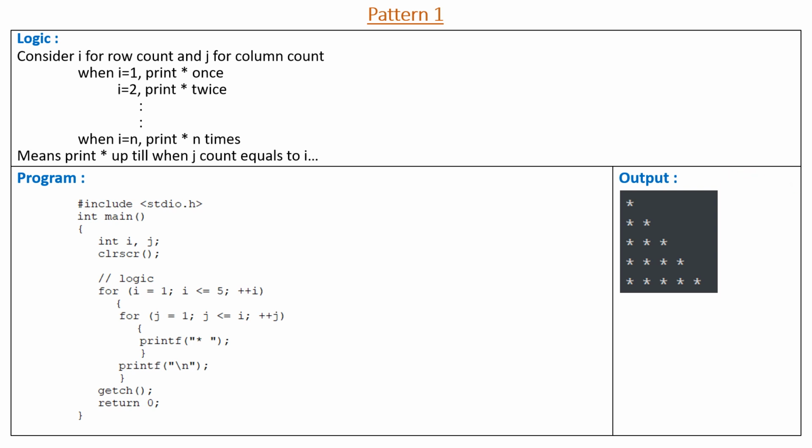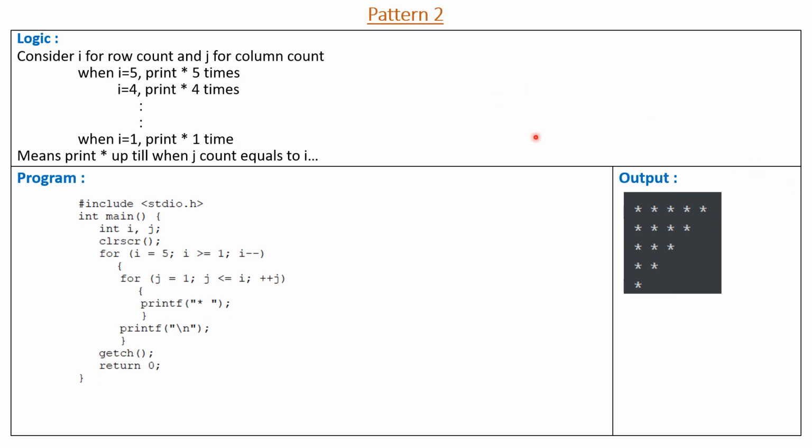Now we will see the next pattern. See this pattern, the next pattern. Here also I have used the two counters, i for row count and j for column count. When i equals 5, print star 5 times. On the first row the star gets printed 5 times.